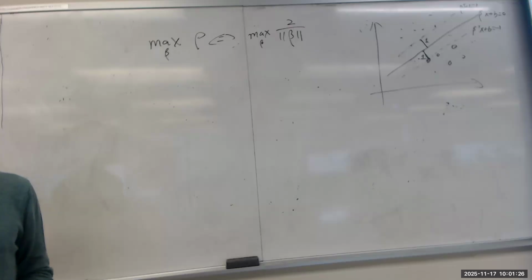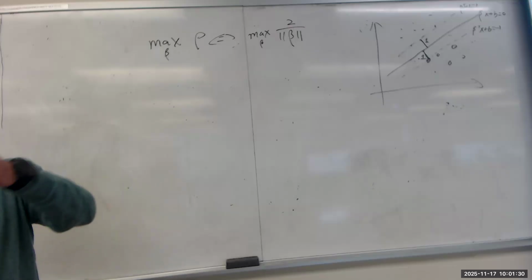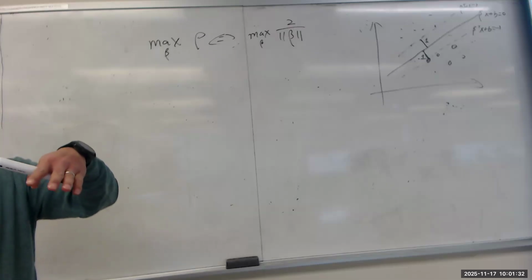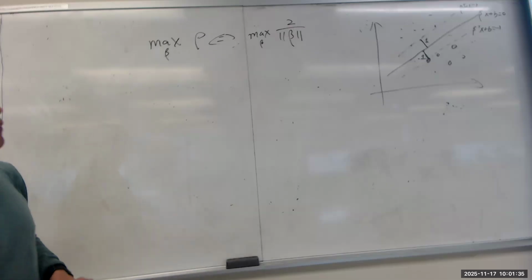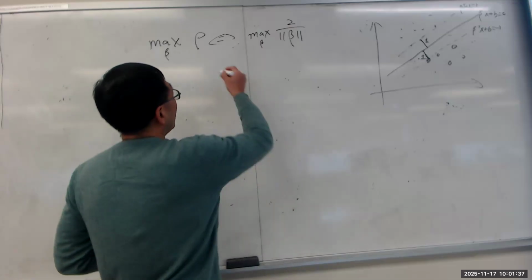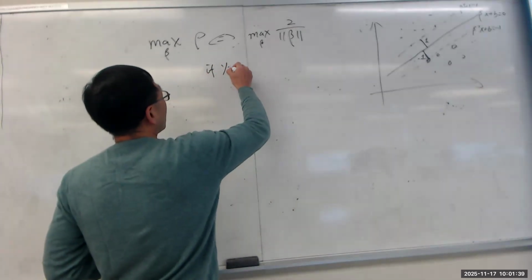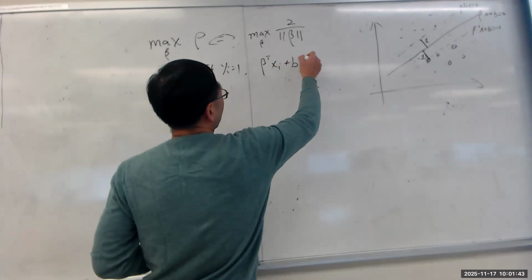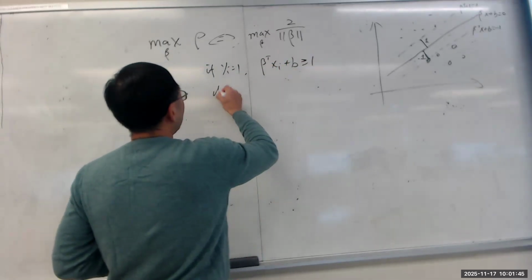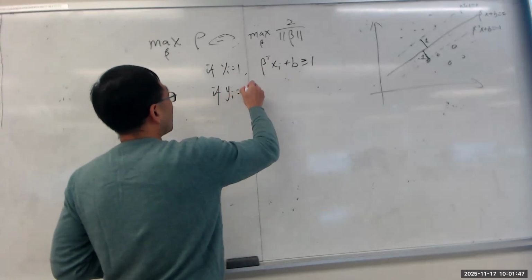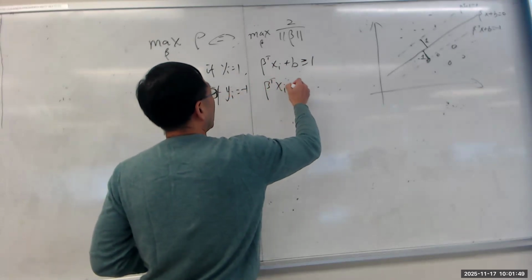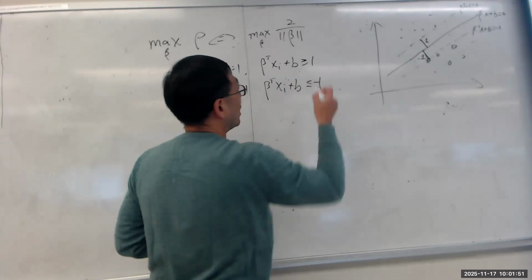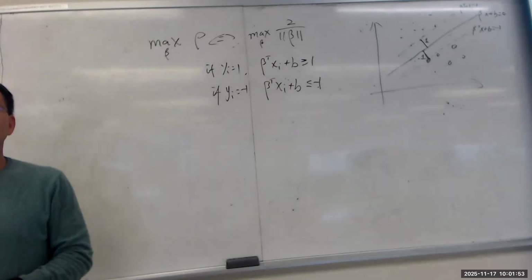We have some constraint, right? Because the constraint would simply be we assume every point is at least 1 from the separation. So the constraint is: if yi equals 1, we say beta transpose xi plus b is bigger than or equal to 1. If yi equals -1, beta transpose xi plus b is less than or equal to -1. Right? So this is our constraint.